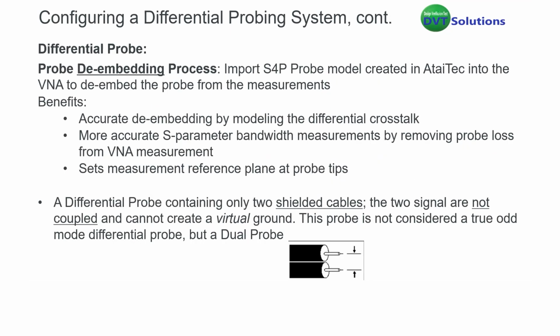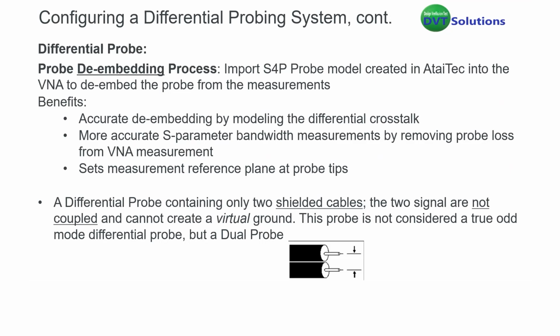What we do to create the model itself of the Ataitec software pretty much needs 3 different measurements: an open, a short, and one that's a measurement we call a probe in situ. It's basically a probe, differential probing a differential line that connects to a connector. And these 3 waveforms, or S parameters, are imported into Ataitec to create the S4P model.